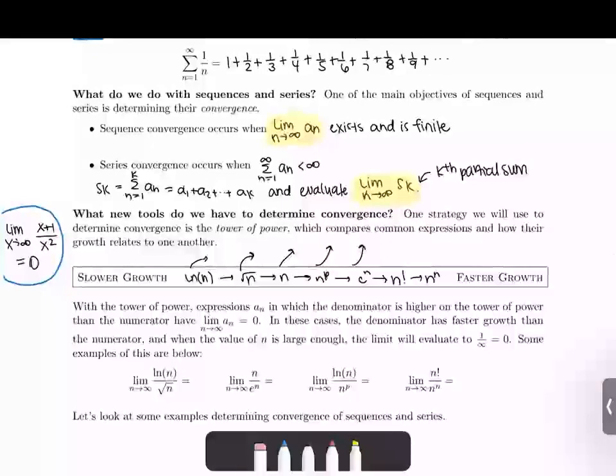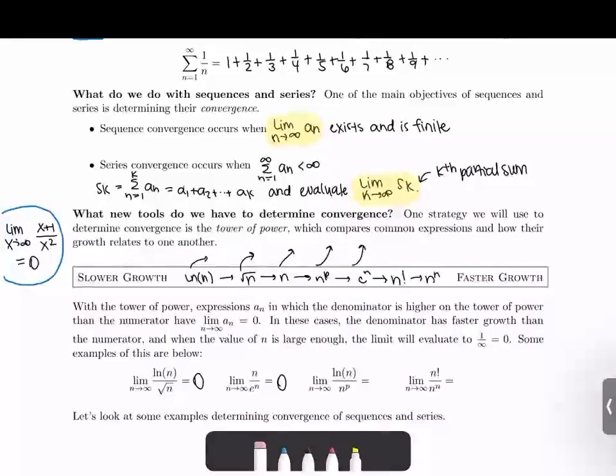So let's look at these 4 examples. In my first example, my numerator was here, and my denominator was here. Well, since my denominator is further up on the tower of power, that limit is 0. For the next one, we have the limit of n over c to the n, and my numerator is here, and my denominator is here because c is just some constant. And again, because my denominator is higher, that limit is 0.